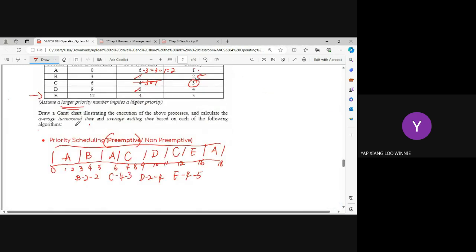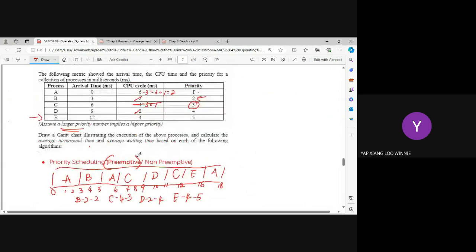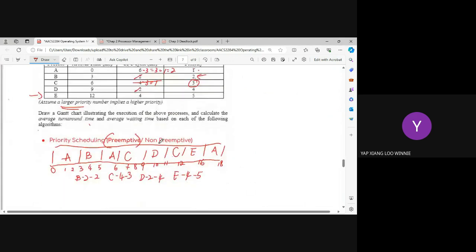So for non-preemptive, lower priority number implies a higher priority. So which means at that moment, 1 is greater. So here, you will continue to just process A instead of switching to B. There's no process swapping if we are using non-preemptive here. Okay, so that is the case.